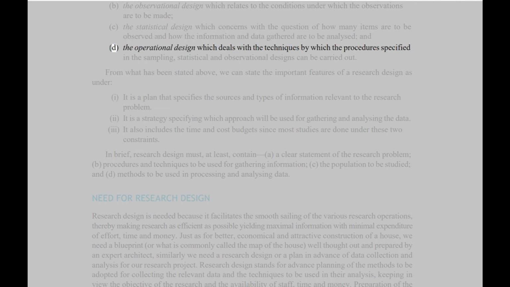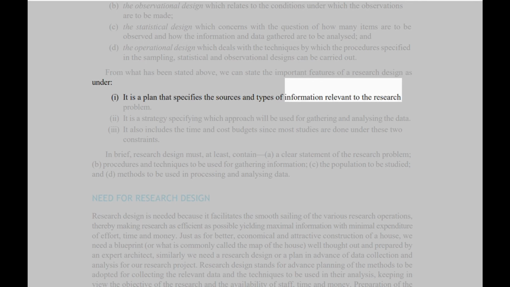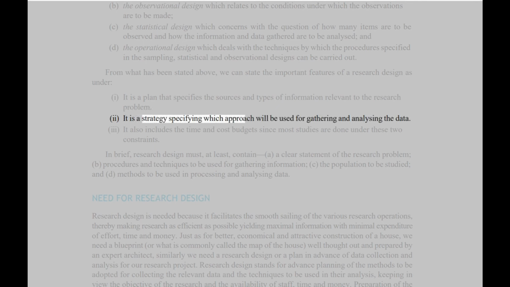And D. The operational design, which deals with the techniques by which the procedure specified in the sampling, statistical and observational designs can be carried out. From what has been stated above, we can state the important features of a research design as under. 1. It is a plan that specifies the sources and types of information relevant to the research problem. 2. It is a strategy specifying which approach will be used for gathering and analyzing the data. 3. It also includes the time and cost budgets, since most studies are done under these two constraints.